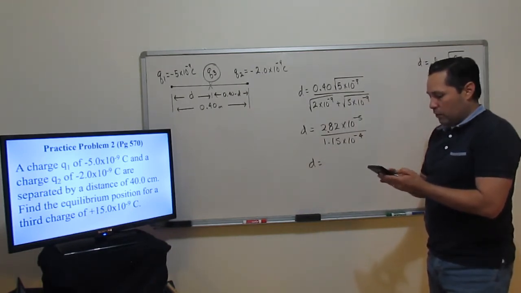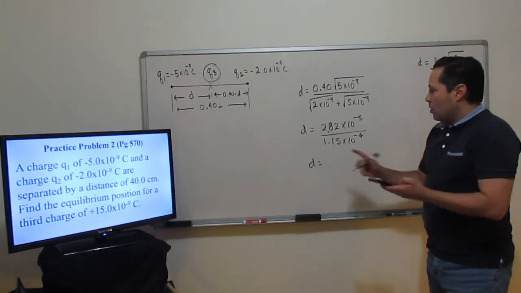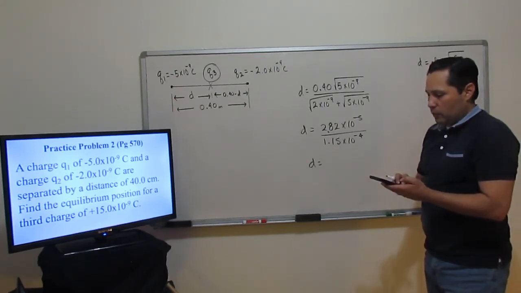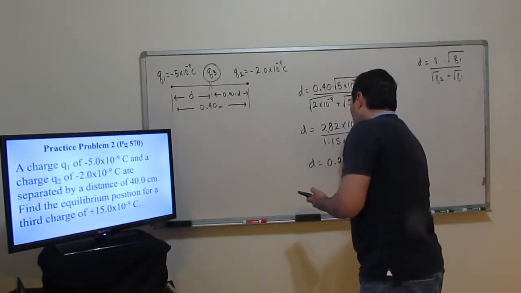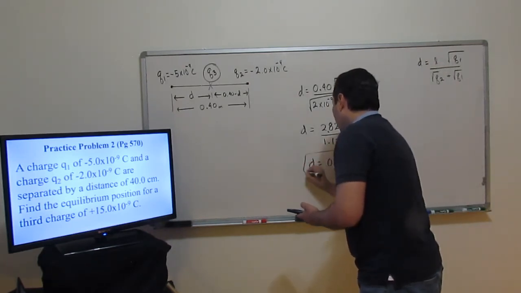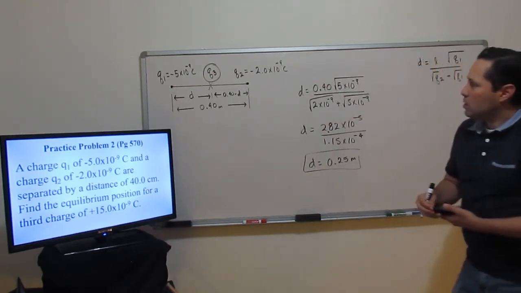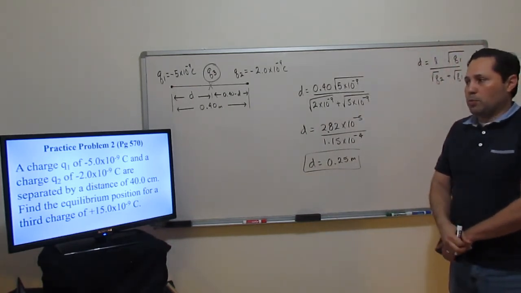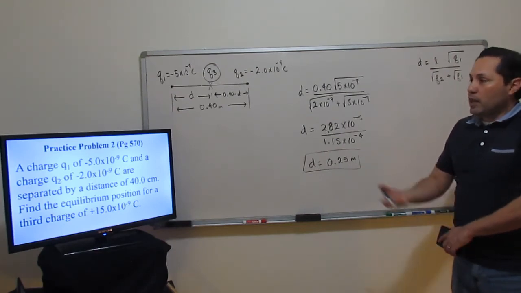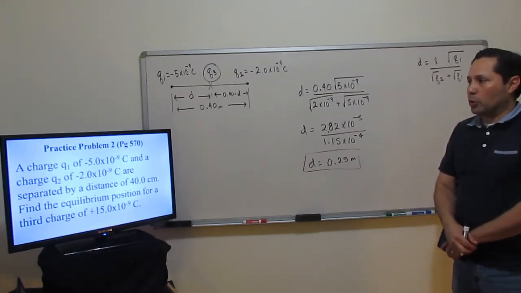2.82 times 10 to the negative 5 divided by 1.15 times 10 to the negative 4. And that gives us our answer of 0.25 meters for this one. So we were able to use this formula and skip the derivation as we did in the previous problem. Alright, so that is the answer for practice problem number 2.